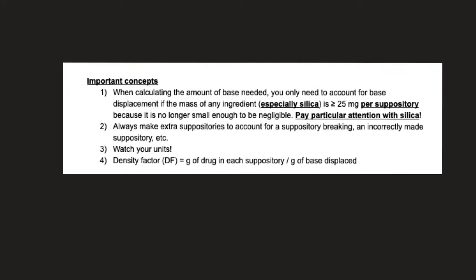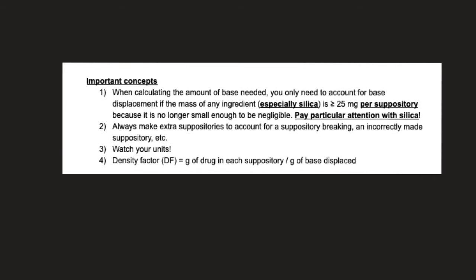So just a few important concepts before we start with the examples. Concept number one, when you're calculating the amount of base you need, as the lab manual says, you only need to account for base displacement if the mass of the ingredient, especially silica, is greater than or equal to 25 milligrams per suppository. Key word here is per suppository, not the total mass, because it's no longer small enough to be negligible.